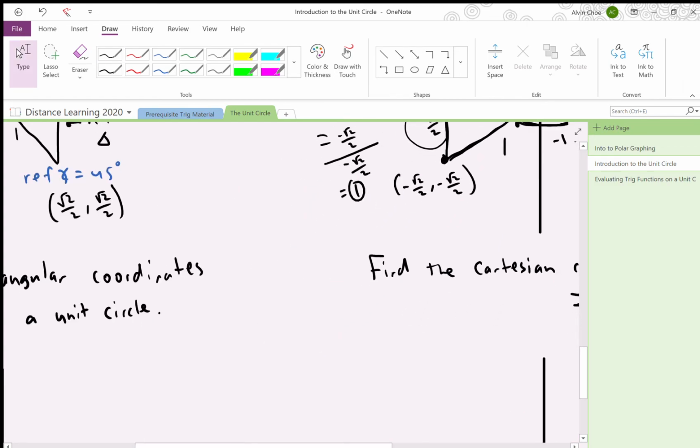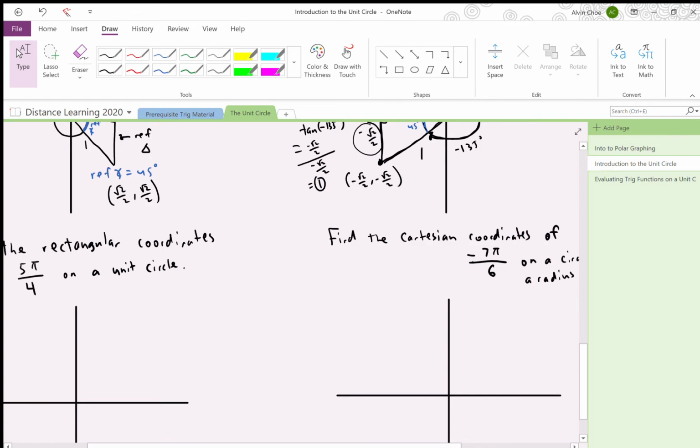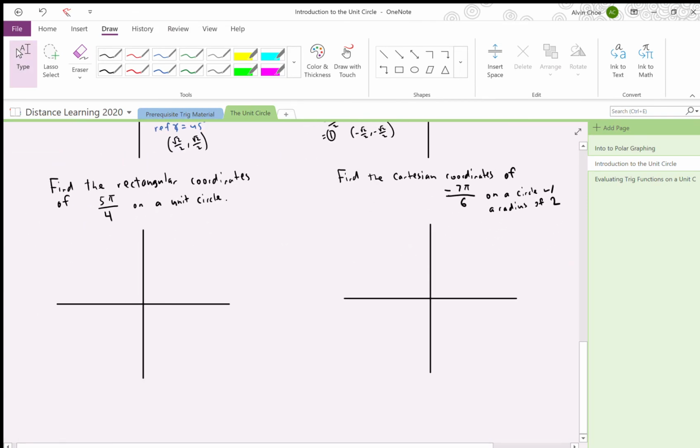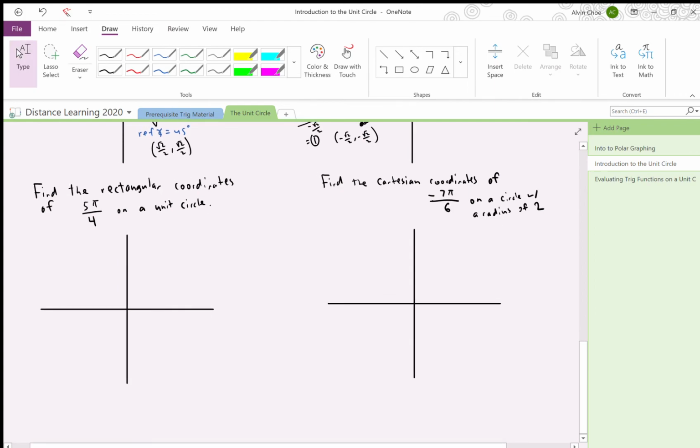Go ahead and practice with these two problems over here. I'm only asking you to find the Cartesian coordinates, but you are going to need to use reference triangles to do so. And there's a little bit of a trick here because that will give us a tip for later on. Go ahead and pause the video.